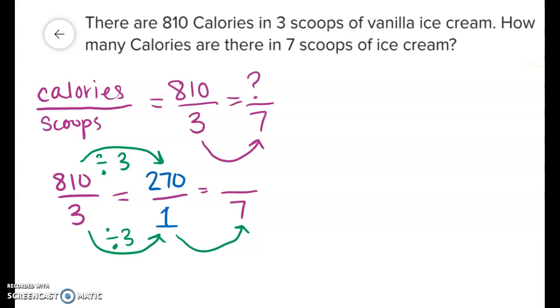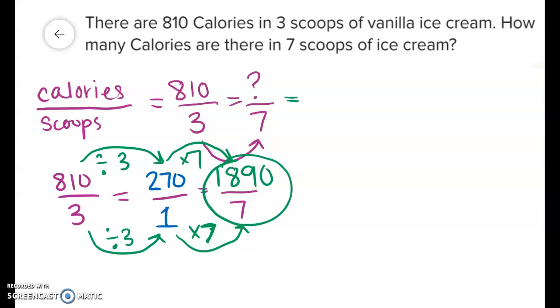And now I'm going to take my unit rate and turn it into how many calories for 7 scoops. So how do I change a 1 into a 7? I times that by 7. So I'm going to multiply this by 7, again keeping that relationship proportional. So I'm going to take my 270, multiply that by 7, and we are going to get 1,890 calories. So that's quite a bit.